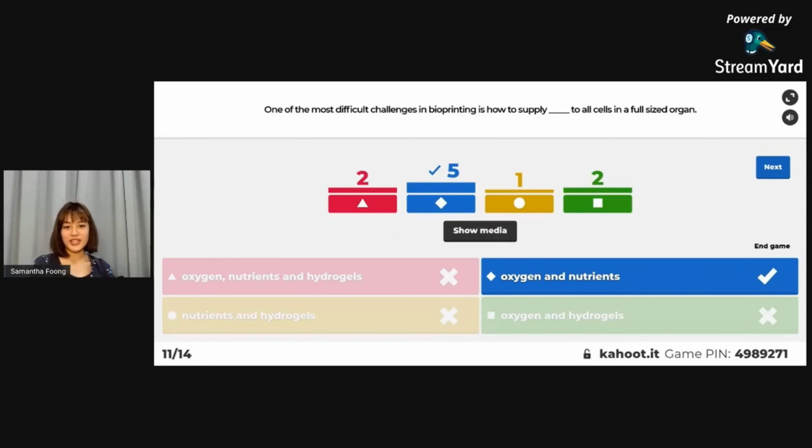Okay, so the correct answer is oxygen and nutrients. So a hydrogel is not the correct answer. A hydrogel is sometimes used as a scaffold, or it's part of the material they use for bioprinting, but it's not something that the cells need to survive. So the correct answer is oxygen and nutrients. And we've mentioned this a few times, that one of the big challenges is how to print connective tissue so that all these cells will survive.